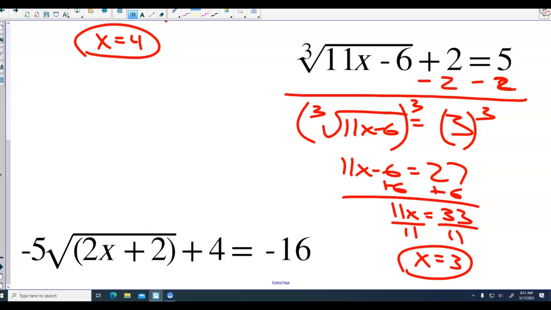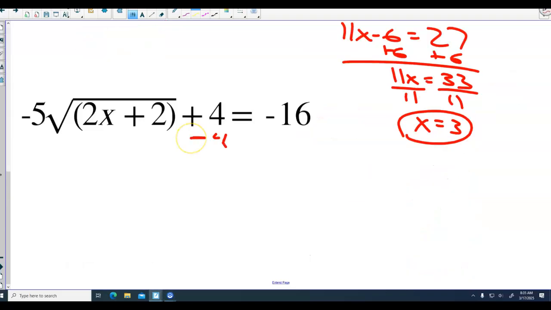11 times 3 is 33. 33 minus 6 is 27. The cube root of 27 is 3, and 3 plus 2 is 5. It does work out. Please be in that habit. We're going to subtract 4.